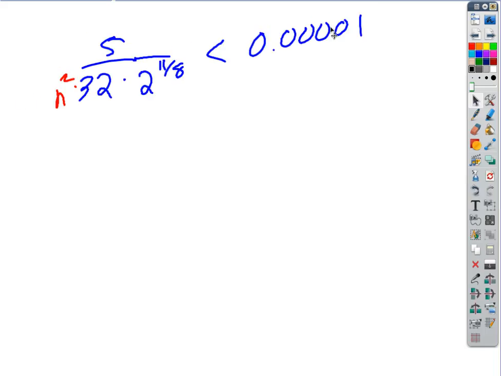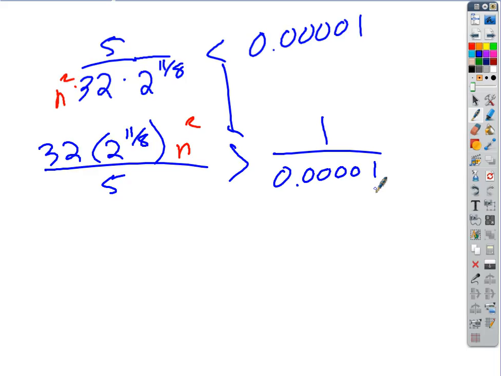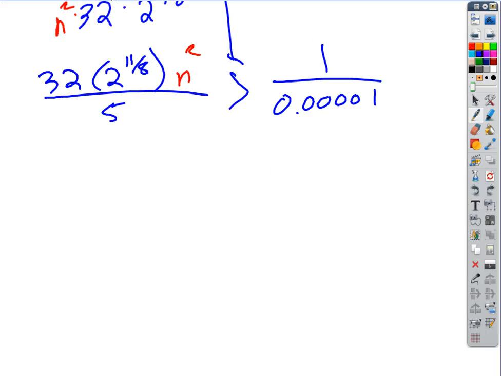Okay, so then why don't we just flip both sides, right? So we end up with 32 times 2 to the 11/8 n squared over 5. If I flip both sides, it changes that sign, right? Yep. It's greater than 1 over 0.00001. And you could turn that into a number if you want to, but you're going to end up putting this in your calculator anyway, so it doesn't matter.